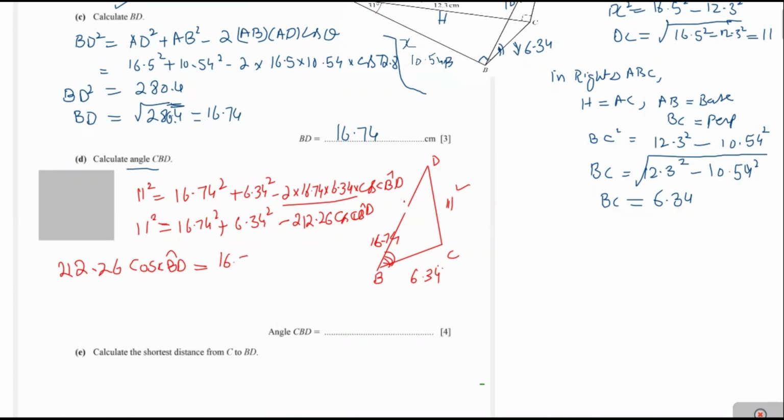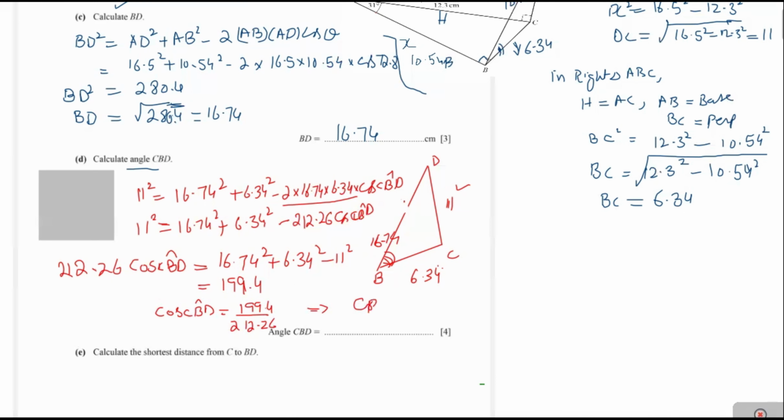Now 16.74 squared plus 6.34 squared, and we shift 11 from the left to the right side, and it becomes 11 squared. Now we calculate the right side value, we get 199.4. Therefore, cos CBD will be equal to 199.4 over 212.26.